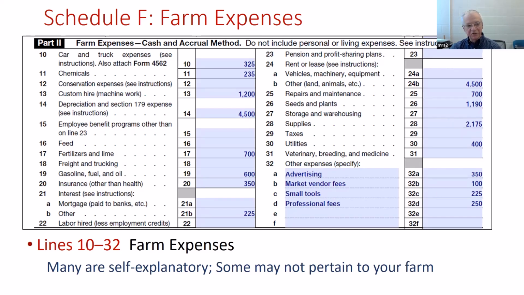They're not going to be necessarily in the same order that you have in your records. Just keep that in mind. What you want to keep in mind is when you're looking at these categories, can you easily convert the information that's in your record keeping system to the categories that are required to report on Schedule F?